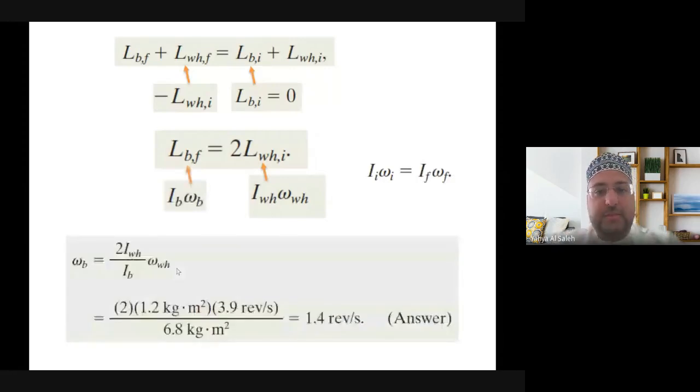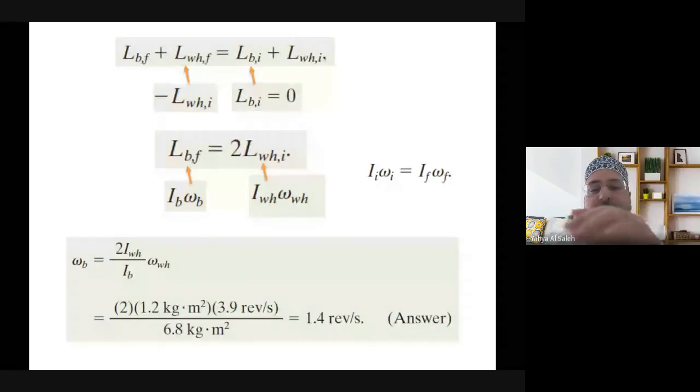Let's substitute. See, so far I have not made any assumptions on the shape or on anything. I'm just leaving I. I'm not using m r squared, 2 over 5, 1 over 2, 2 over 3. No assumptions. Omega b would be 2 I_w over I_b multiplied by the original velocity of the wheel, omega w. If I put in the numbers, I get that the person will go at 1.4 revolutions per second.